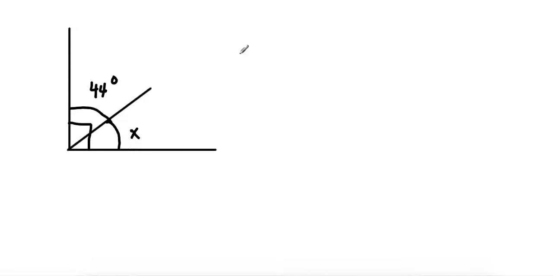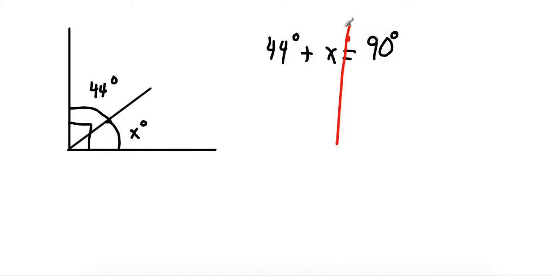So first I'm going to say 44 degrees plus this missing angle. I don't know what it is yet, but I just know it's x many degrees, so I'm just going to put x here. And if I add these together, if this truly is a complementary angle, I should get 90 degrees. From here I'm going to use opposite operations to isolate this variable x. I'm going to do all my work in red so you can see that. The opposite of adding 44 is subtracting 44. I'm going to do that to both sides so that I balance my equation.